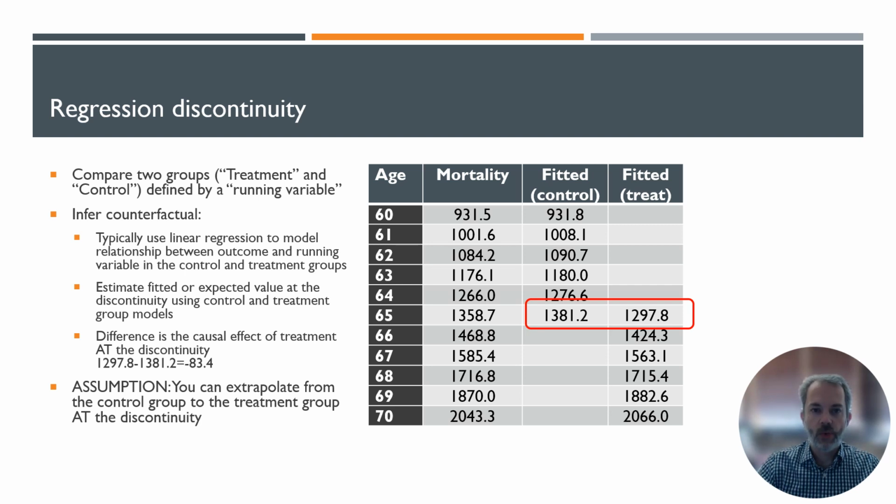This analysis relies on the idea that we can extrapolate from the control group to the treatment group, and this is where journal articles tend to spend most of their time in a regression discontinuity setup.